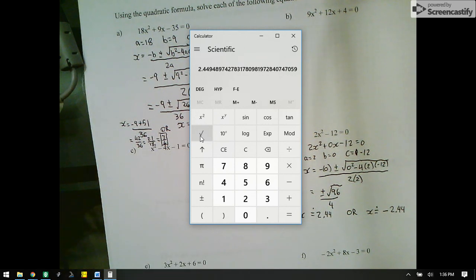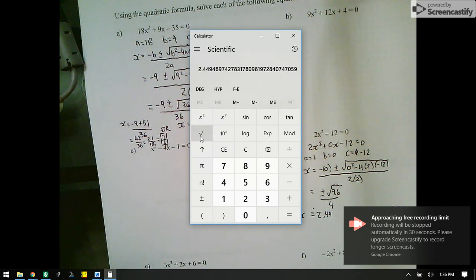Okay, so try and leave it as a fraction if you can, but if you can't, then give me an approximate decimal answer, rounded to 2 decimals.